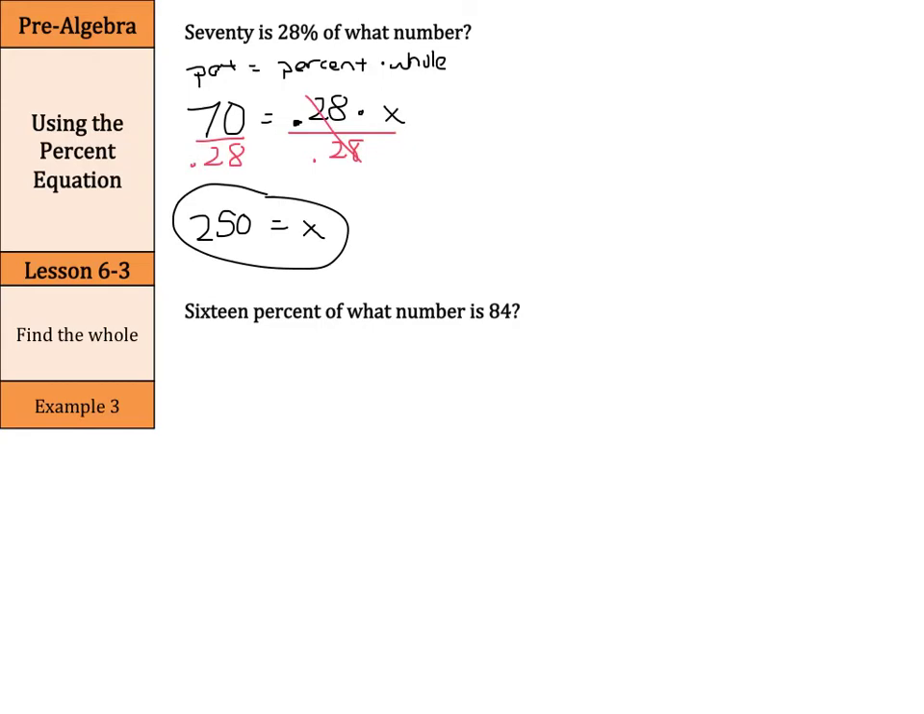16% of what number is 84? Well, once again, part equals our percent times the whole.